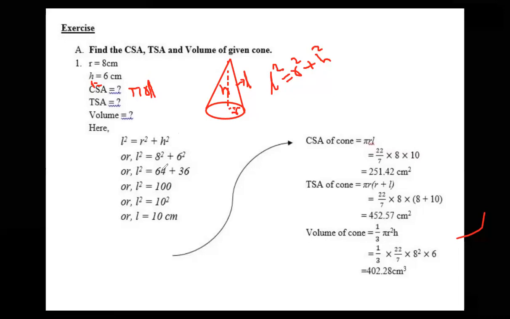Okay, so 8 square means 64. Okay, multiply 8 into 8. So 6 square means 36. Now add the numbers, it will be 100.